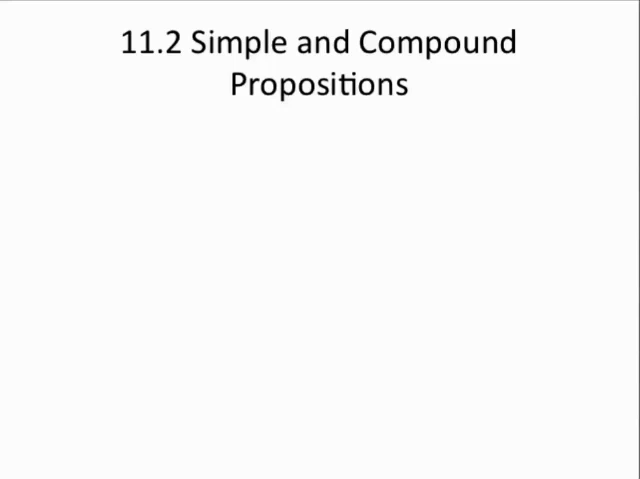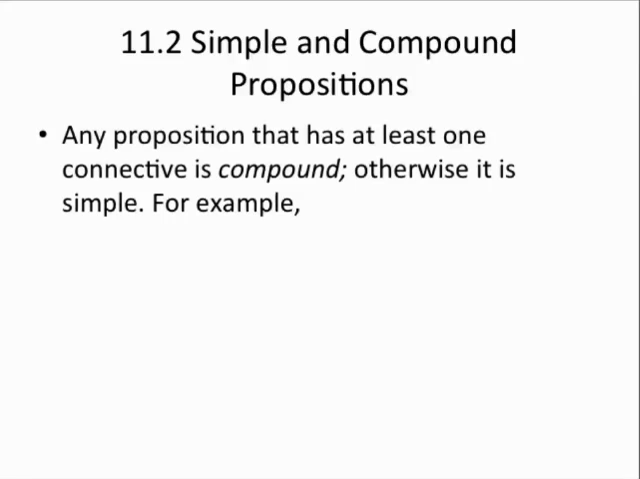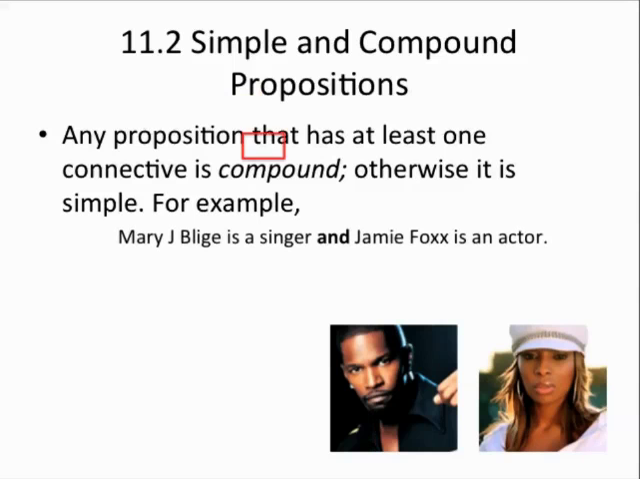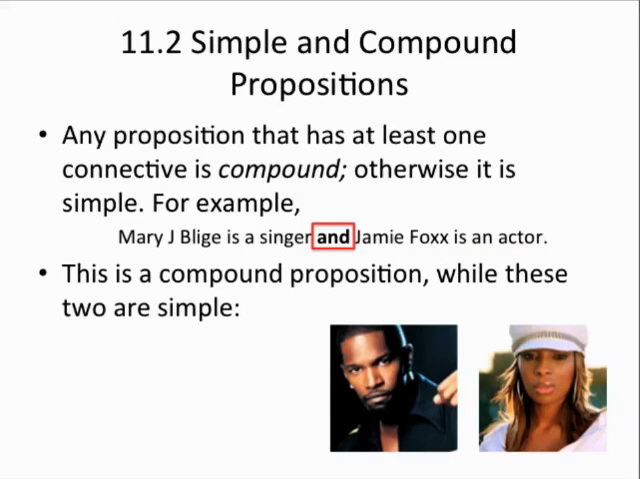Let's now distinguish compound propositions from simple propositions. If a proposition has at least one connective, it's compound. If it has no connectives, it's simple. For example, the statement Mary J. Blige is a singer and Jamie Foxx is an actor contains a connective, the word and, so it's compound. It consists of two simple propositions. Mary J. Blige is a singer and Jamie Foxx is an actor.